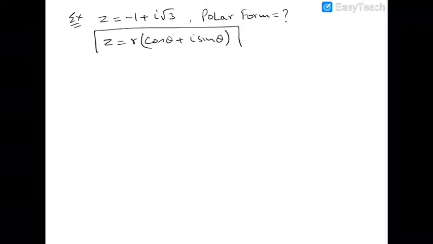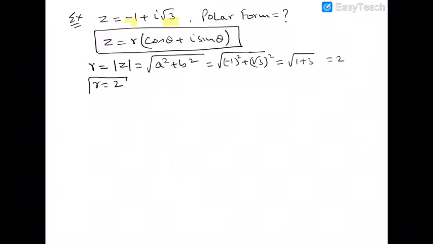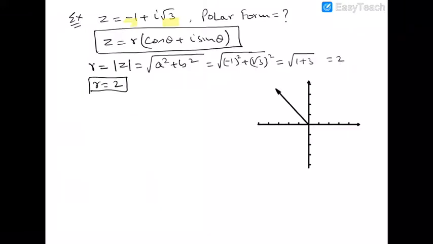Now let's find out the polar form for z equals minus 1 plus i root 3. We know that the polar form is r(cos theta plus i sin theta), and r is the mod of z, and mod of z is root of a squared plus b squared, where a is minus 1 and b is root 3 here. So we will get root of 1 plus 3, that is 4, which will give us 2. So r is equal to 2.